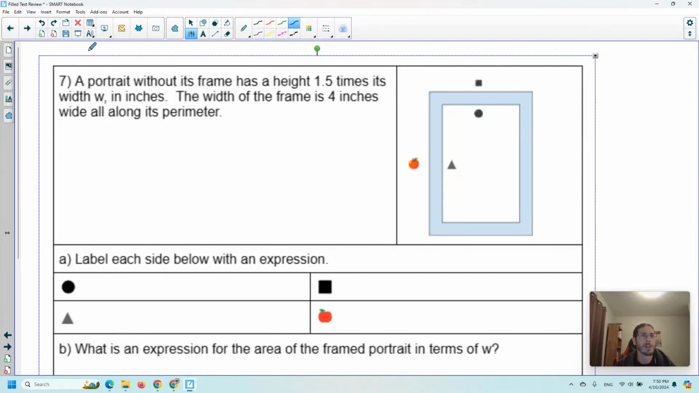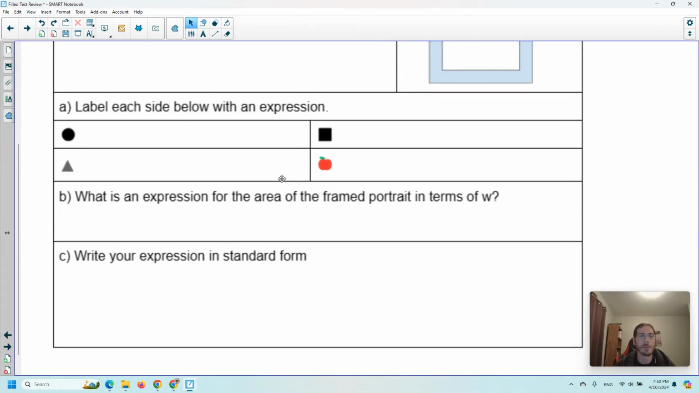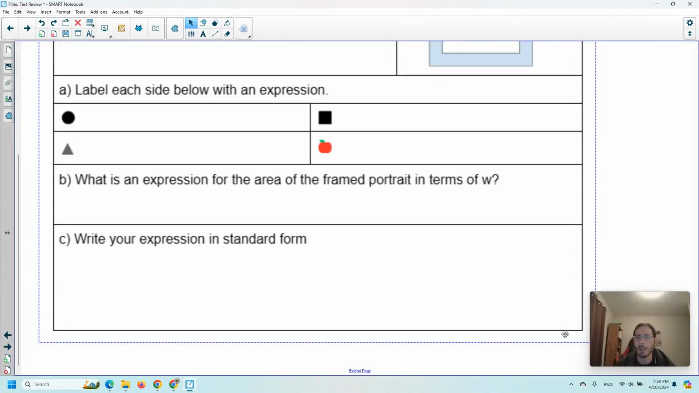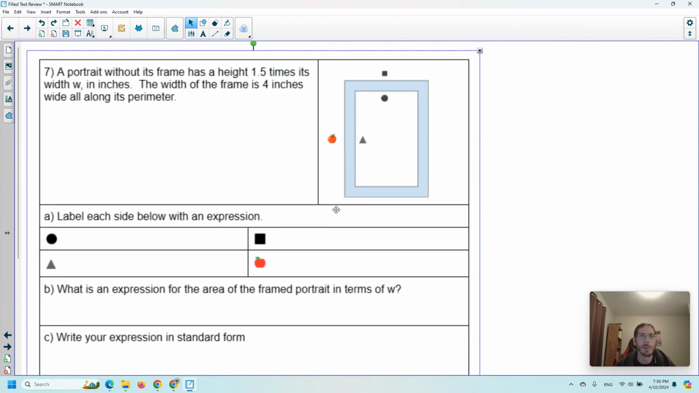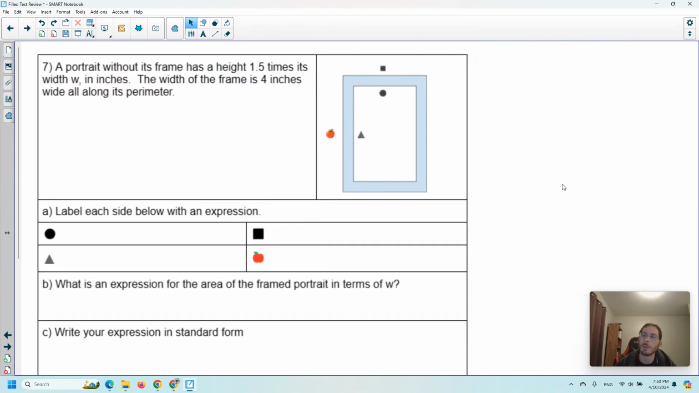All right, for number 7, this one's kind of a little bit long. That's because it's a little bit weird, but it's not too bad because we've done problems like this both in class and for homework. It says a portrait without its frame has a height 1.5 times its width W in inches. The width of the frame is 4 inches wide all along its perimeter. So label each side with an expression.